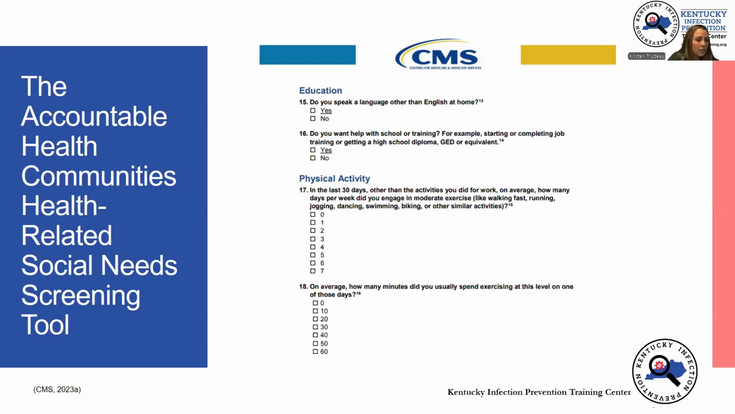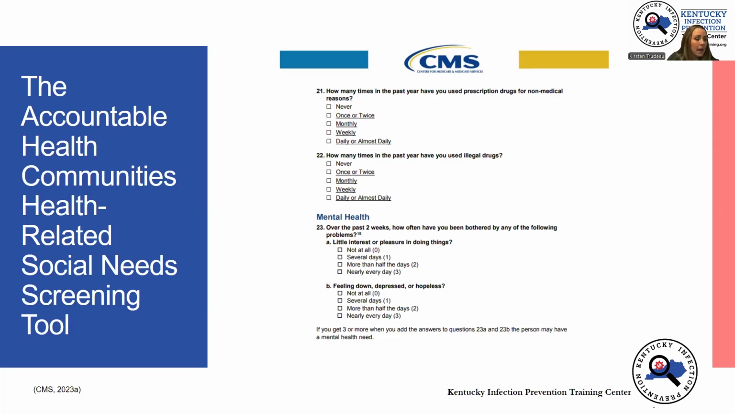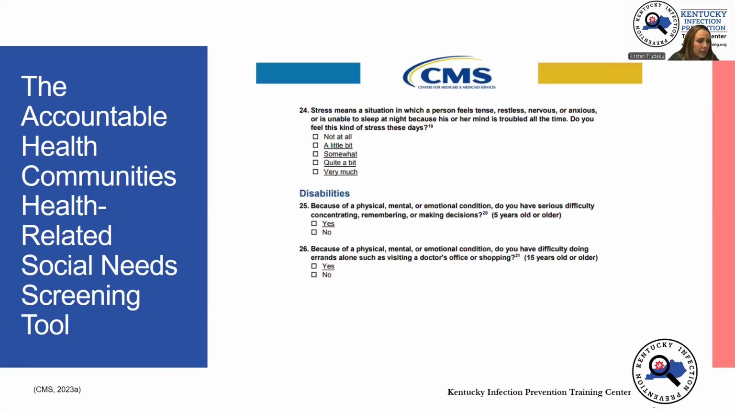Physical activity in the last 30 days. How often did they engage in activity and how many minutes did they spend doing so? Substance abuse, asking about the last 12 months, they're quantifying the number of drinks, they're quantifying the number of tobacco products. In the past year, talking about prescription drugs for non-medical reasons. How many times have you used illegal drugs? And over the past 2 weeks, have you been bothered? This goes into their mental health. Is this a depression issue? Are they feeling down, depressed, or hopeless? And then, of course, disabilities. Is there a disability that's making it difficult for them to concentrate, remember, or make decisions? Do they have difficulties running errands or visiting a doctor's office when they're alone?